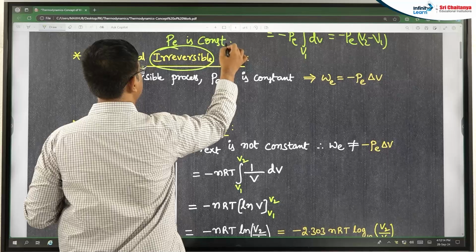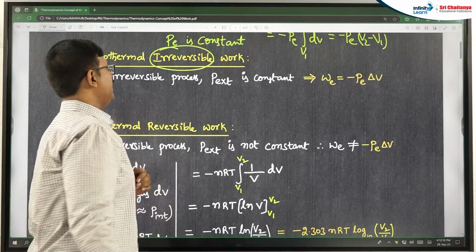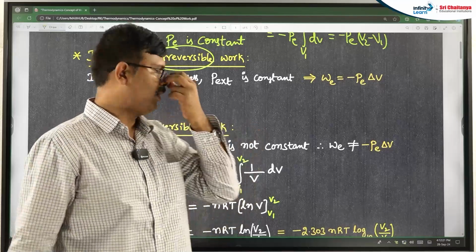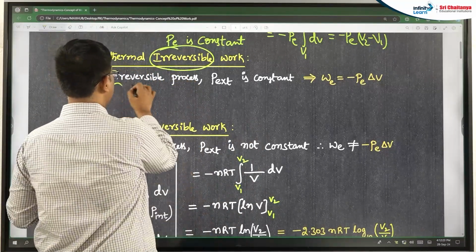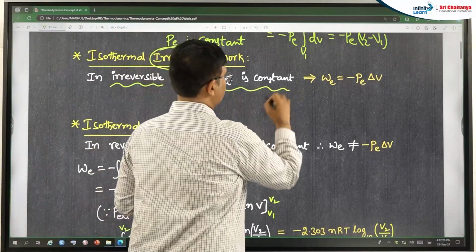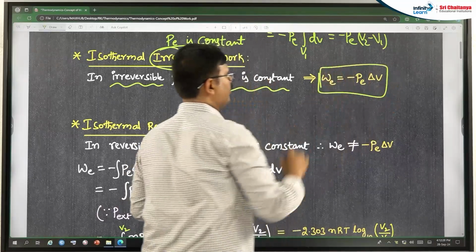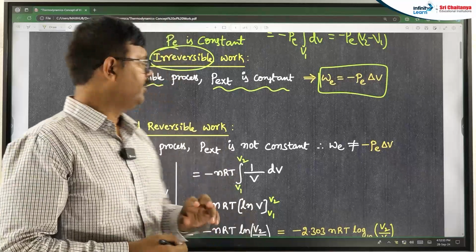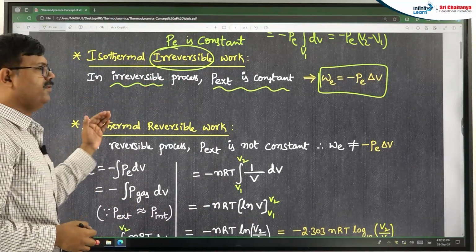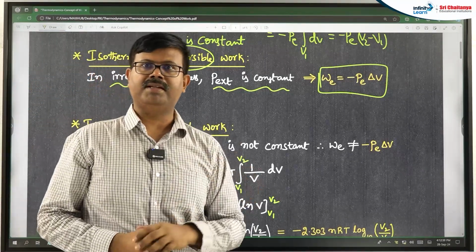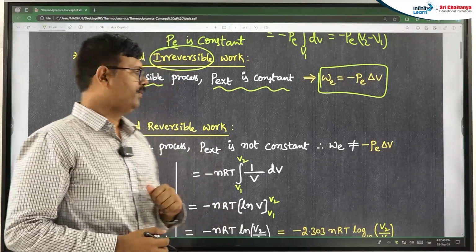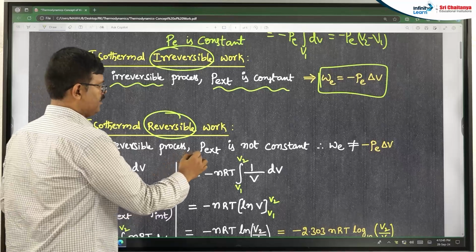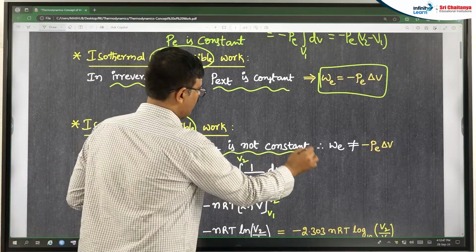If PE is constant, then how to calculate work done? We know minus P external into delta V is the formula. So in an irreversible process, P external is constant. Therefore, the work done formula we will be using is minus P external into delta V. Suppose they give a question on the reversible process, then how to calculate? See, in a reversible process, P external is not constant.